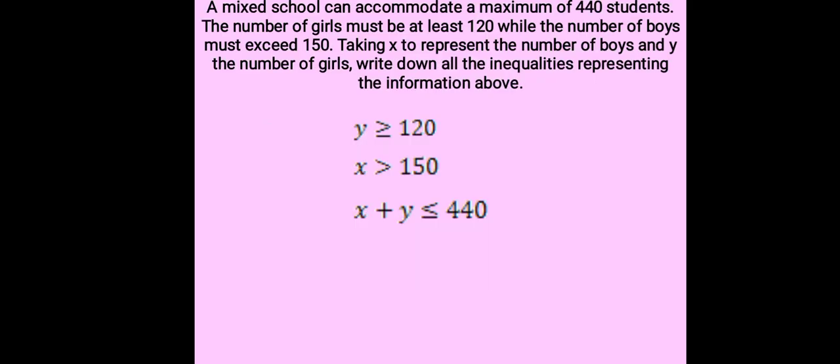A mixed school can accommodate a maximum of 440 students. The number of girls must be at least 120, while the number of boys must exceed 150. Taking X to represent the number of boys and Y the number of girls, write down all the inequalities representing the information above.